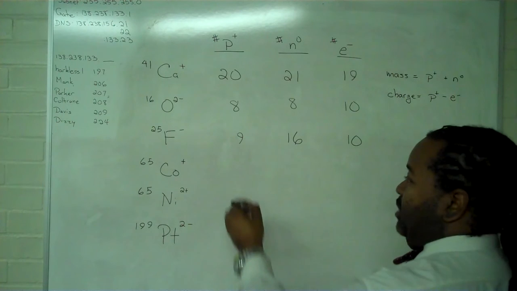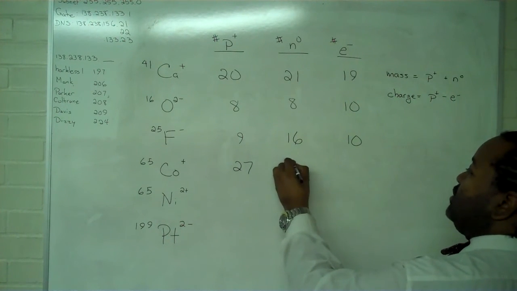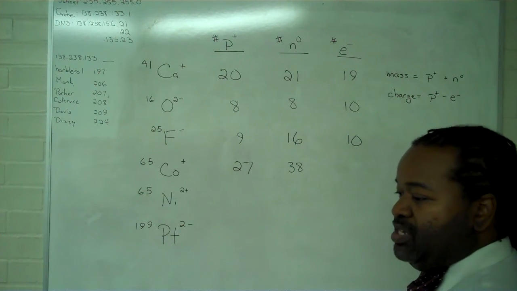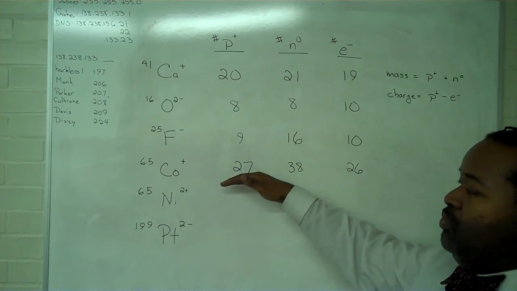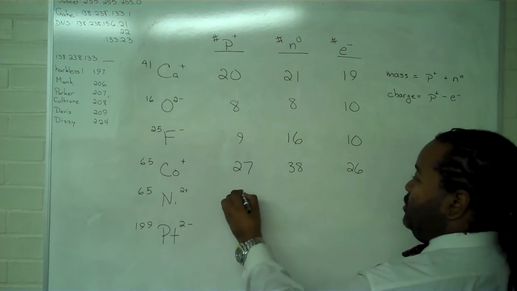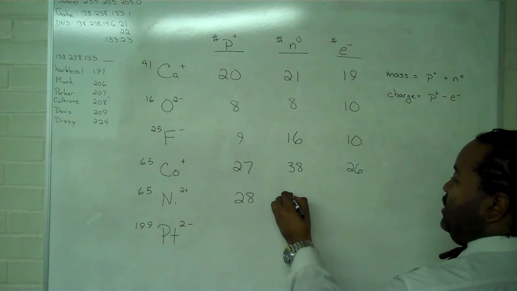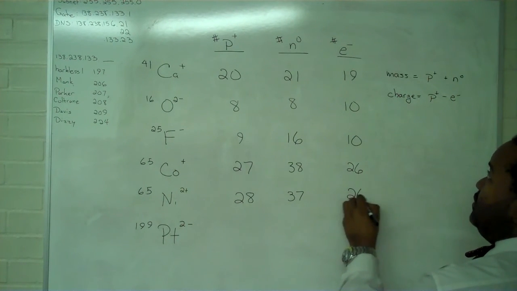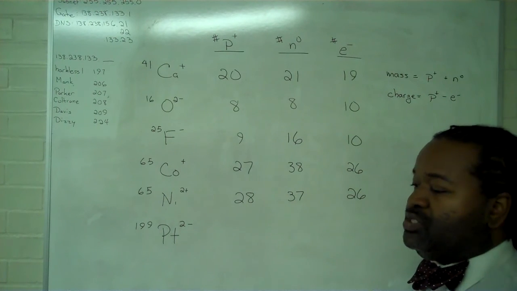For cobalt, the atomic number is 27. 27 plus 38 gives us the 65 atomic mass units, and 26 electrons will balance out all but one of our protons. Nickel has atomic number 28, and 28 plus 37 gives us 65, and we expect 26 electrons to balance out all but 2 of the protons, leaving us with a 2+ charge.